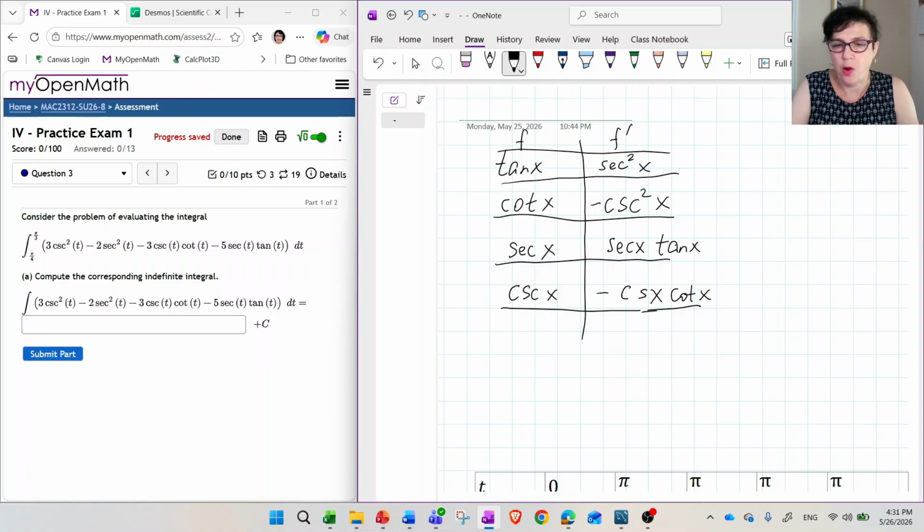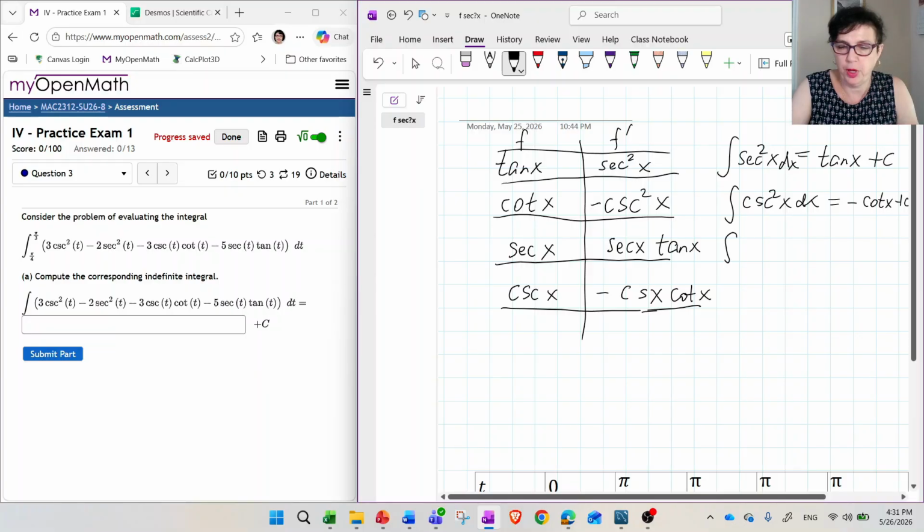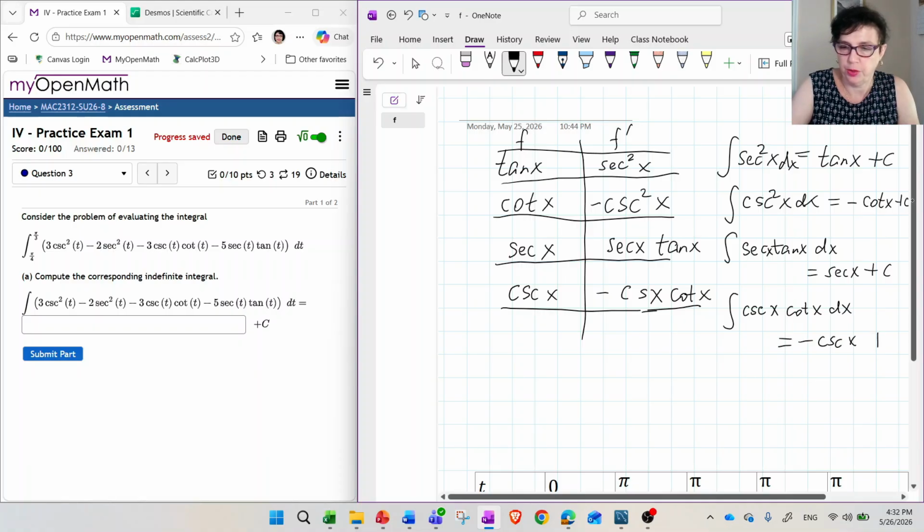Now, when we integrate, we just flip them. It's not that hard. If you remember the derivatives, then you just flip to get the integrals. So the integral of secant squared is going to be tangent plus c. For the integral of cosecant squared, when you flip, you have to flip the sign also to the other side. So that's going to be negative cotangent. Then, secant x tangent x integrates to secant. And finally, cosecant cotangent will be negative cosecant. So that's something to memorize.